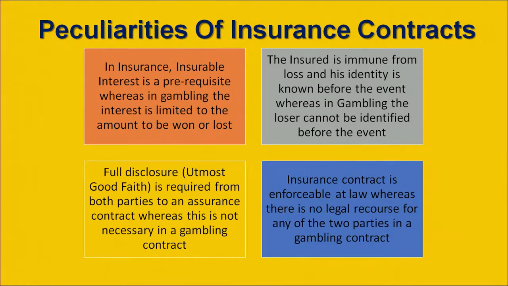of any material fact. When I talk about material fact, it is related to any fact concerning the individual, whether in terms of the habits, his age, occupation, income, which can have a detrimental effect on the risk of the individual, and as a result could be a variation in the premium. So an insurance contract involves full disclosure of all these facts, whereas in gambling, there is no such full disclosure involved. Insurance contract is enforceable by the court of law, whereas this is not the case with gambling. So these are certain points of difference which distinguish insurance from gambling.